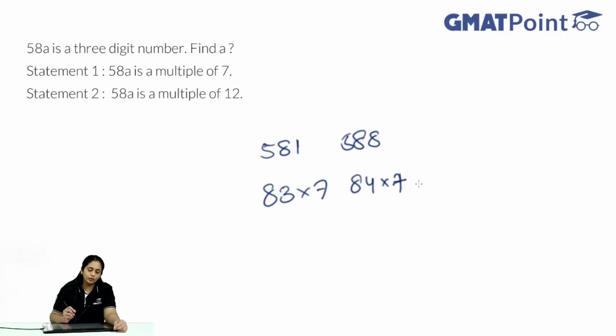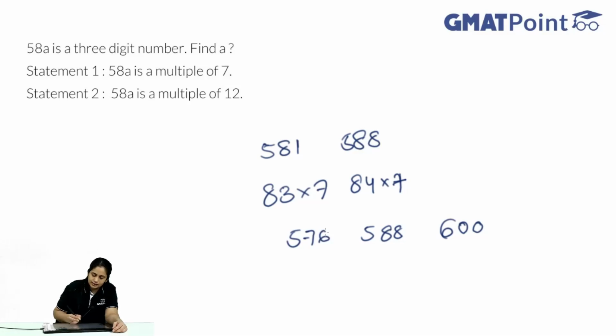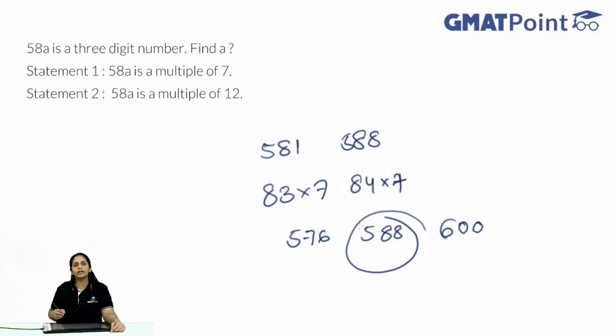Now consider statement 2 alone. 58A is a multiple of 12. If it is a multiple of 12, what can you actually say? Which of these would be a multiple of 12? 600 is a multiple of 12, 588 is a multiple of 12, and minus 12 would be 576, which is a multiple of 12. So in the range of 580s, 588 is the only multiple of 12. So if 588 is a multiple of 12, then A has to be equal to 8.